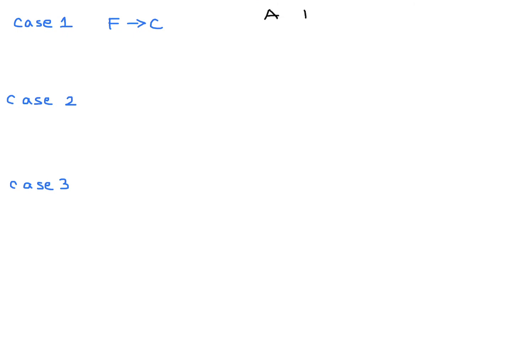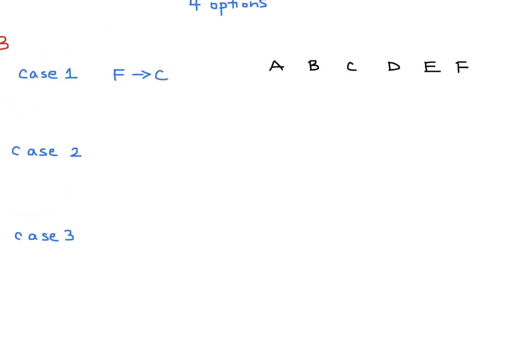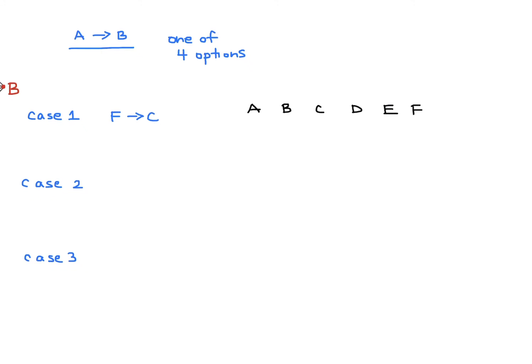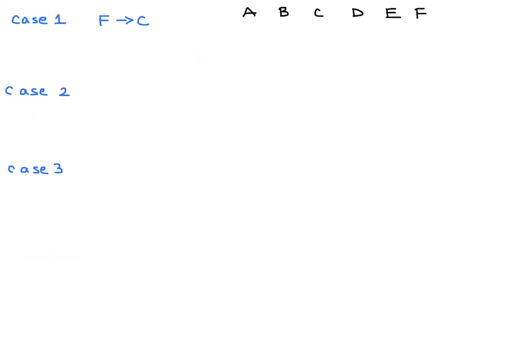Now, how many ants did we have? We had A, B, C, D, E, and F. These are the ants, and these are where they are originally. Now, we have decided in our question that A is going to B, correct? So A is going to B, like that. So we don't need to worry about A, and we don't need to worry about going to B.